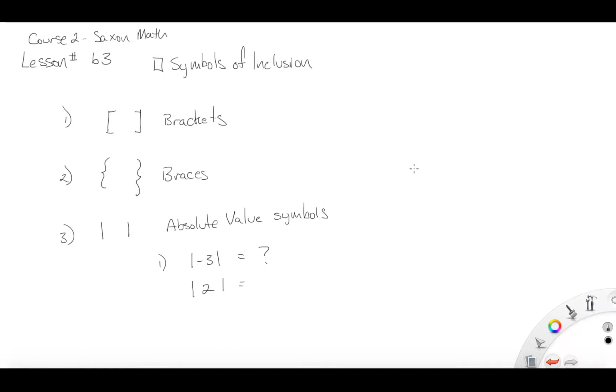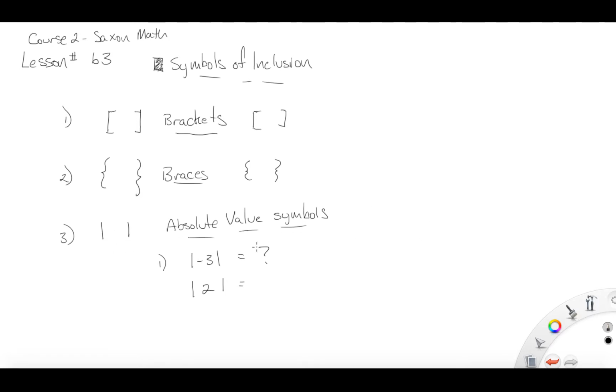Saxon Math Course 2. We are on lesson 63 already, and we're going to be talking about something that is a symbol of inclusion. What are symbols of inclusion? Well, there are three that we're going to talk about. Number one, you'll see this symbol. It's a bracket, and you've seen these before on your keyboard on your computer. The same is true with these braces. And then one that's probably a little bit new is an absolute value.